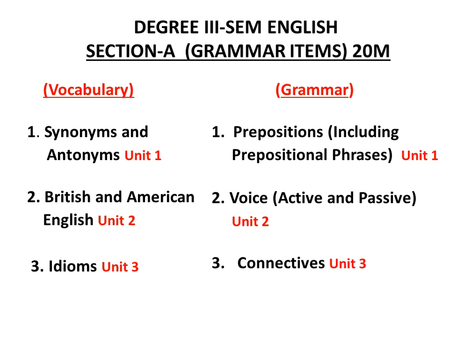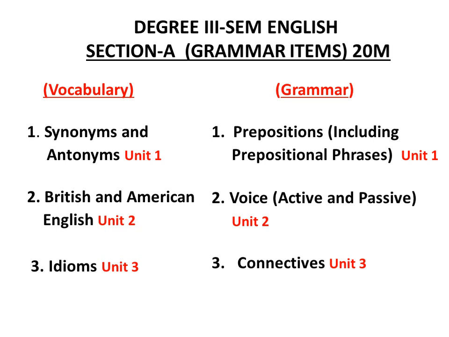And in the final examination, there will be two sections, section A and B. Section A comprises of grammar items and the vocabulary items. And the paper is set for 20 marks. And from the three units, we have vocabulary and grammar separately. So, under first unit, we have synonyms and antonyms. And under the grammar, we have prepositions, including prepositional phrases.